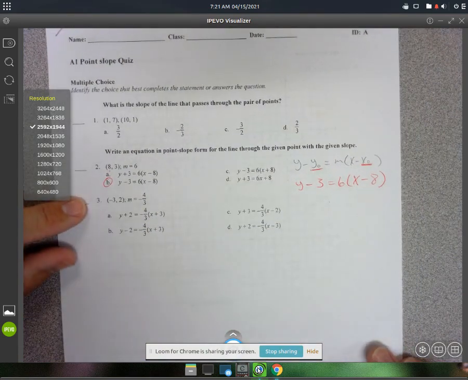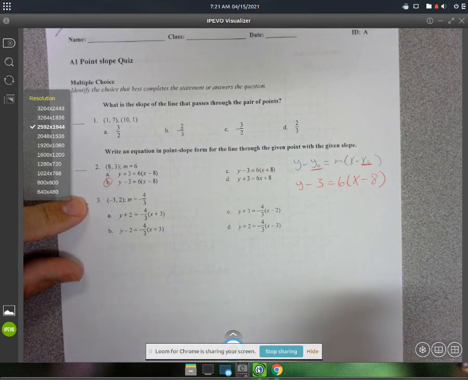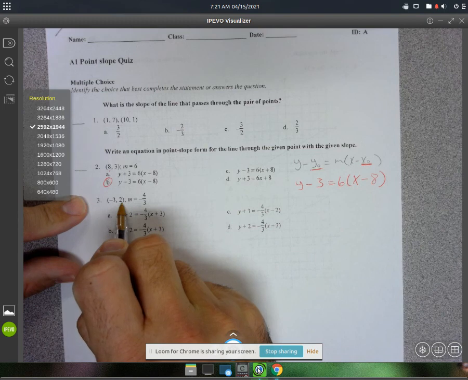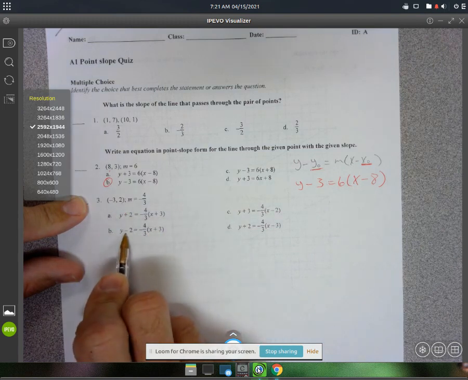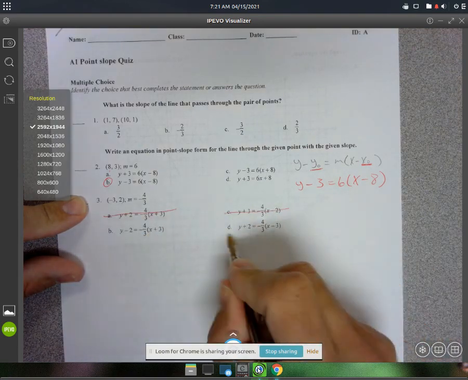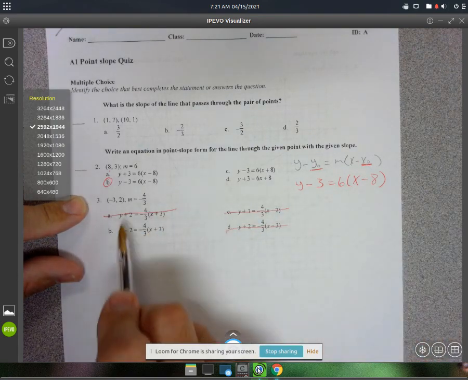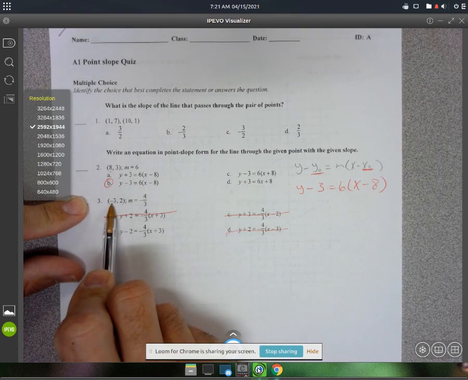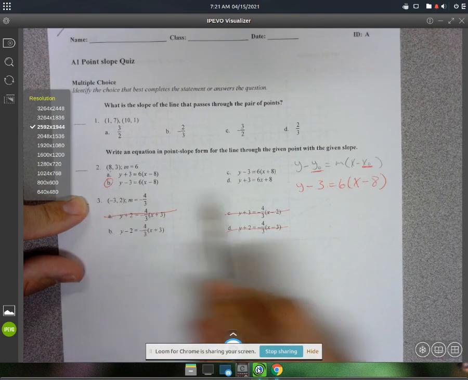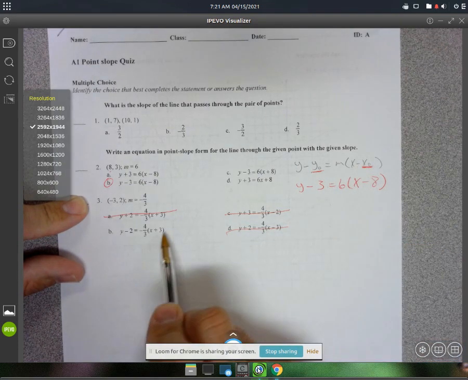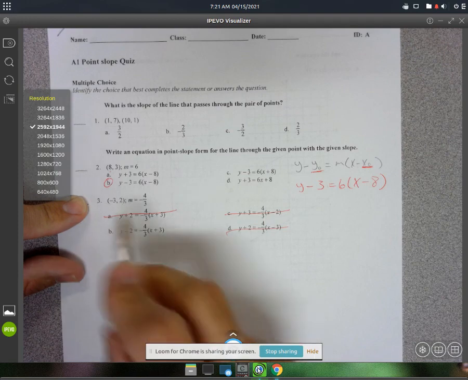Number 3 is going to be the exact same thing. The way it works here is 2 is your y naught, so it's going to have to say y minus 2. Actually, that's all you had to know on this one. All the other options don't do that. And then for the x naught, it's a negative 3, so it's like you're subtracting a negative 3. And that's why it's going to be an x plus 3 down here.